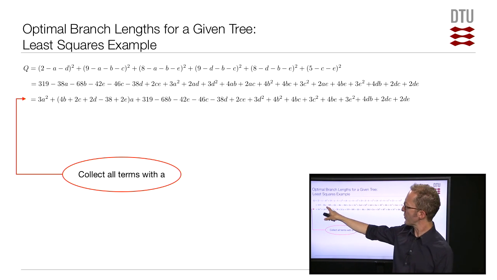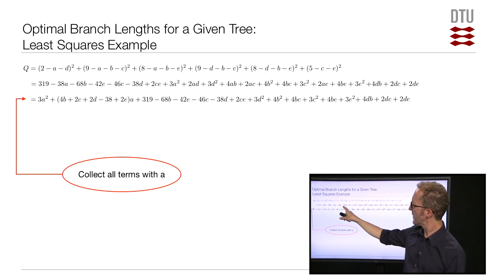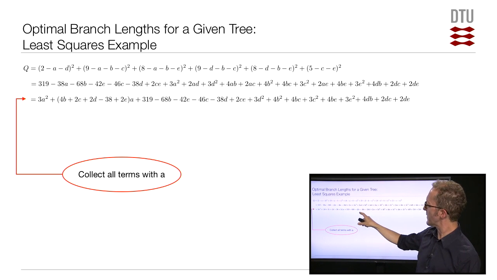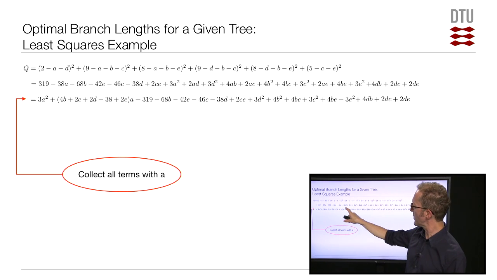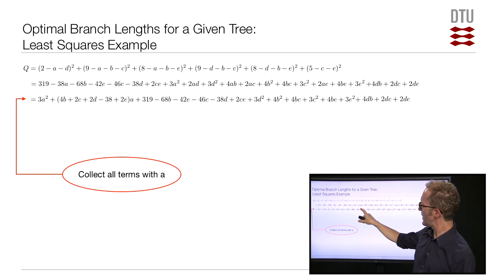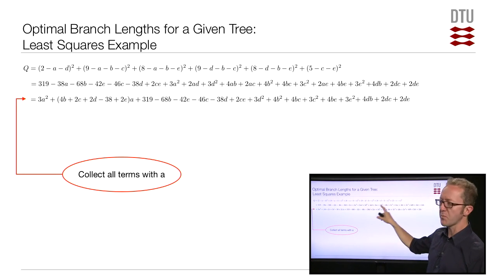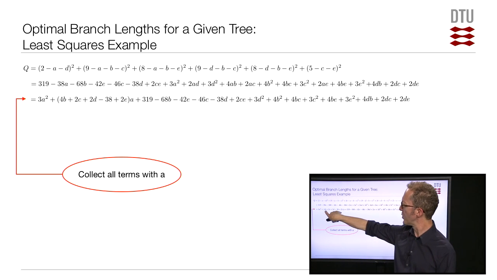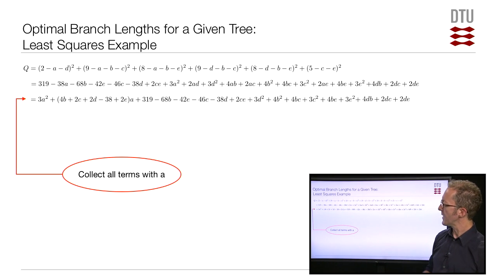Then we have a number of terms where we have just plain A inside. Okay, so we have minus 38 times A, we have 2 times A times D, 4 times A times B, etc. If we take all of the terms with A in them and put them together and then move A outside of the parentheses, it'll look like this.